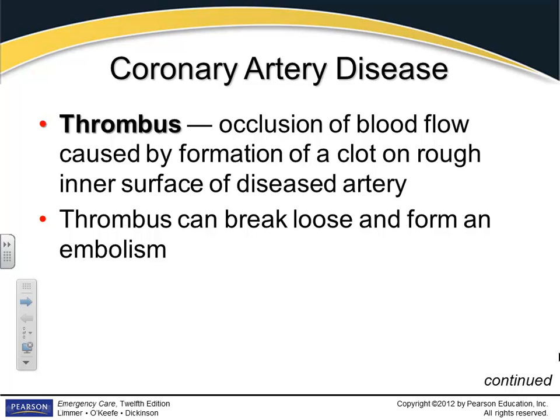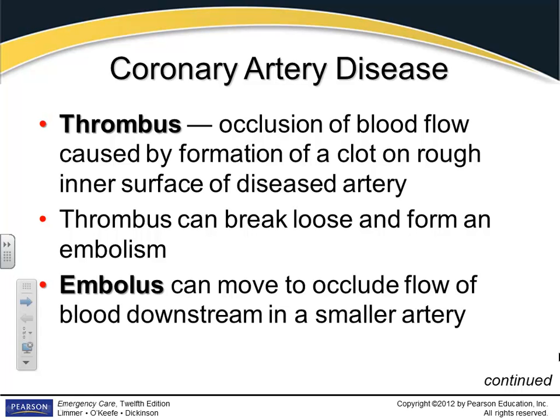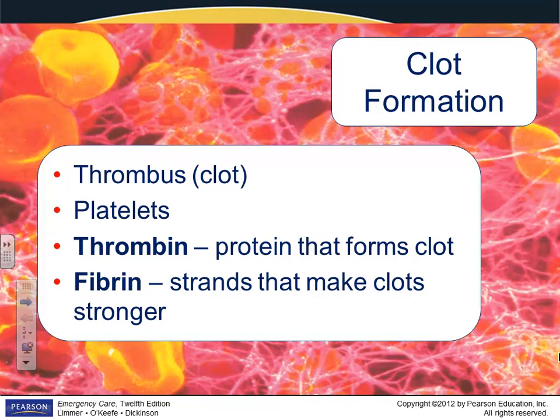Now, the thrombus can break loose. You know, it started to form there, and if the pressure goes up, the blood pressure goes up, it may actually break that little thrombus off and send it moving, in which case it becomes an embolism. It can then go to the lungs and be a pulmonary embolism. It can go to the brain, whatever. An embolus can move to occlude the flow of blood downstream in a smaller artery. Words you need to know.